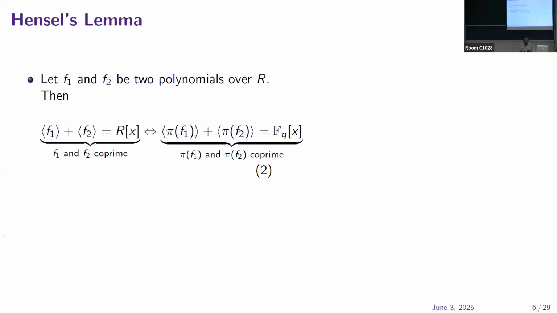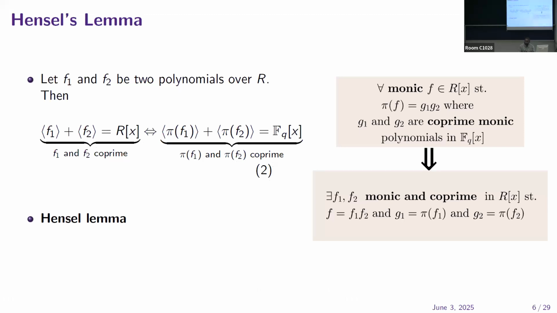Use this result to establish the Hensel lemma. The Hensel lemma says that for all monic polynomials f over R such that Pf equals J1 J2, where J1 and J2 are coprime monic polynomials over FQ, then there are F1, F2 monic and coprime over R such that F equals F1 F2 and J1 equals P of F1 and J2 equals P of F2.